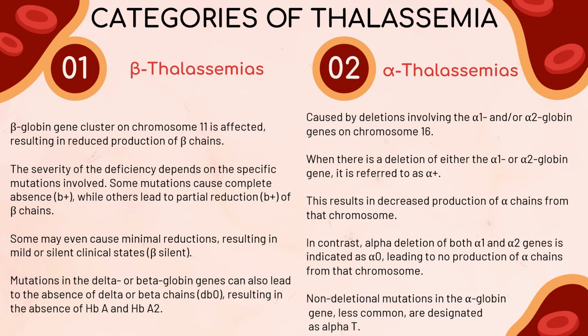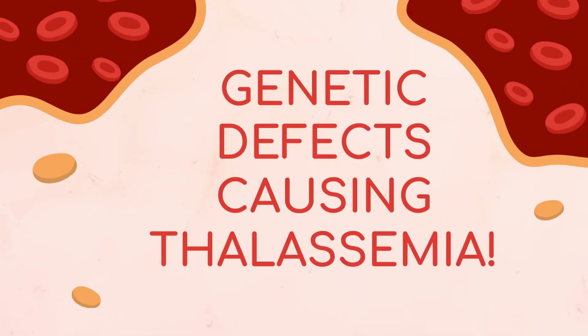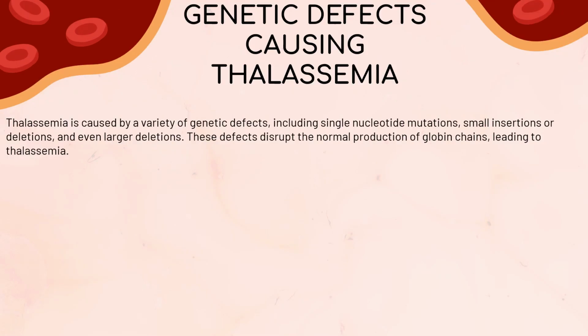Thalassemias are complex disorders with diverse genetic causes. It's essential to recognize that individuals with similar clinical presentations may have different underlying genetic mutations. Now you may wonder, what are the genetic defects causing thalassemia? Thalassemia is caused by a variety of genetic defects, including single nucleotide mutations, small insertions or deletions, and even larger deletions. These defects disrupt the normal production of globin chains, leading to thalassemia.